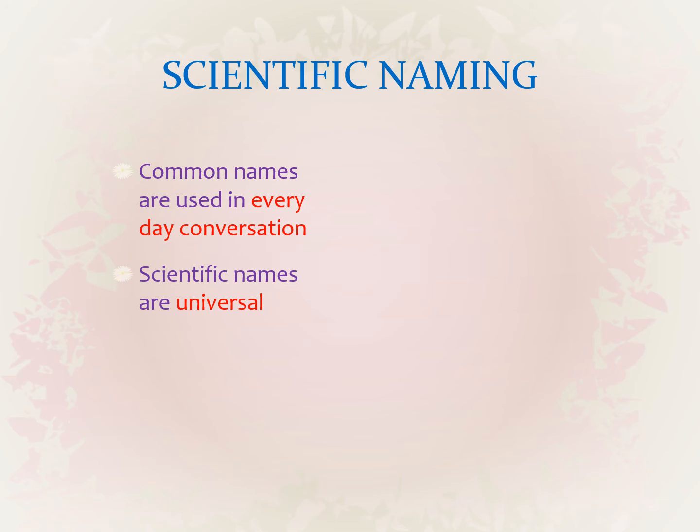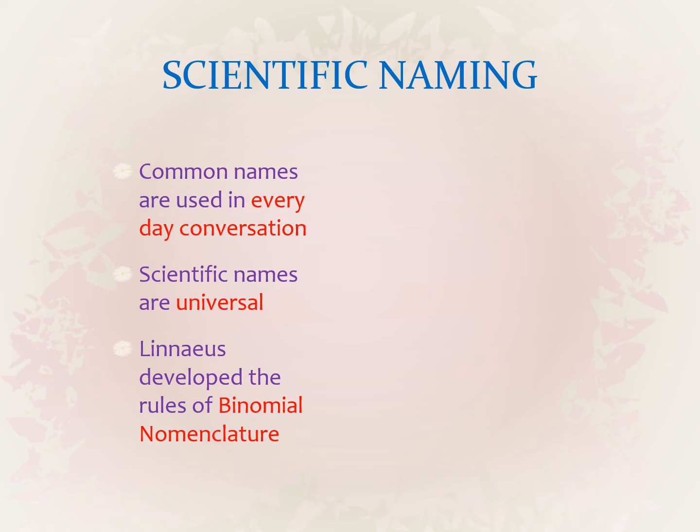So we had to come up with the scientific names, and these are universal because in the case of scientific names, we use what's called binomial nomenclature. Now, the root word bi means two, and nome means name. So binomial nomenclature actually means two name naming. All scientific names have two parts to them.